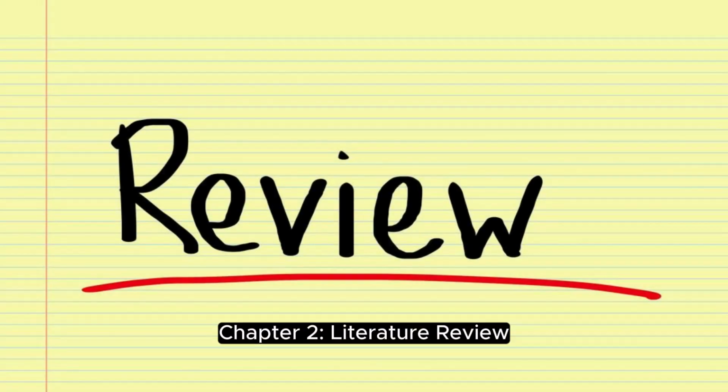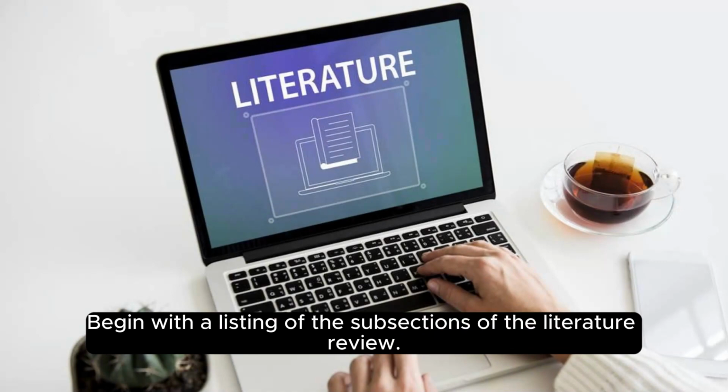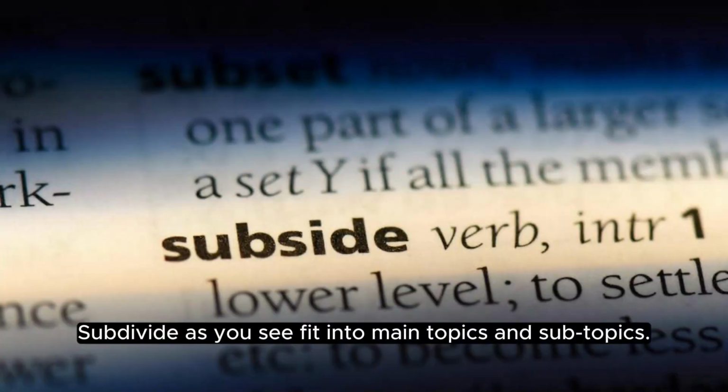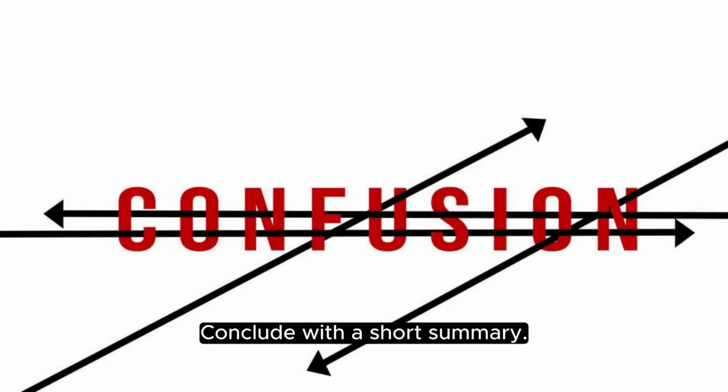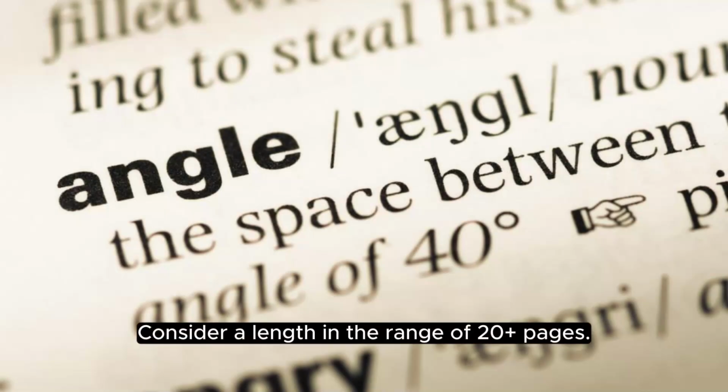Chapter 2. Literature review. Begin with the listing of the subsections of the literature review. Subdivide as you see fit into main topics and subtopics. Use frequent headings to help readers follow your organization. Conclude with a short summary. Consider a length in the range of 20+ pages.